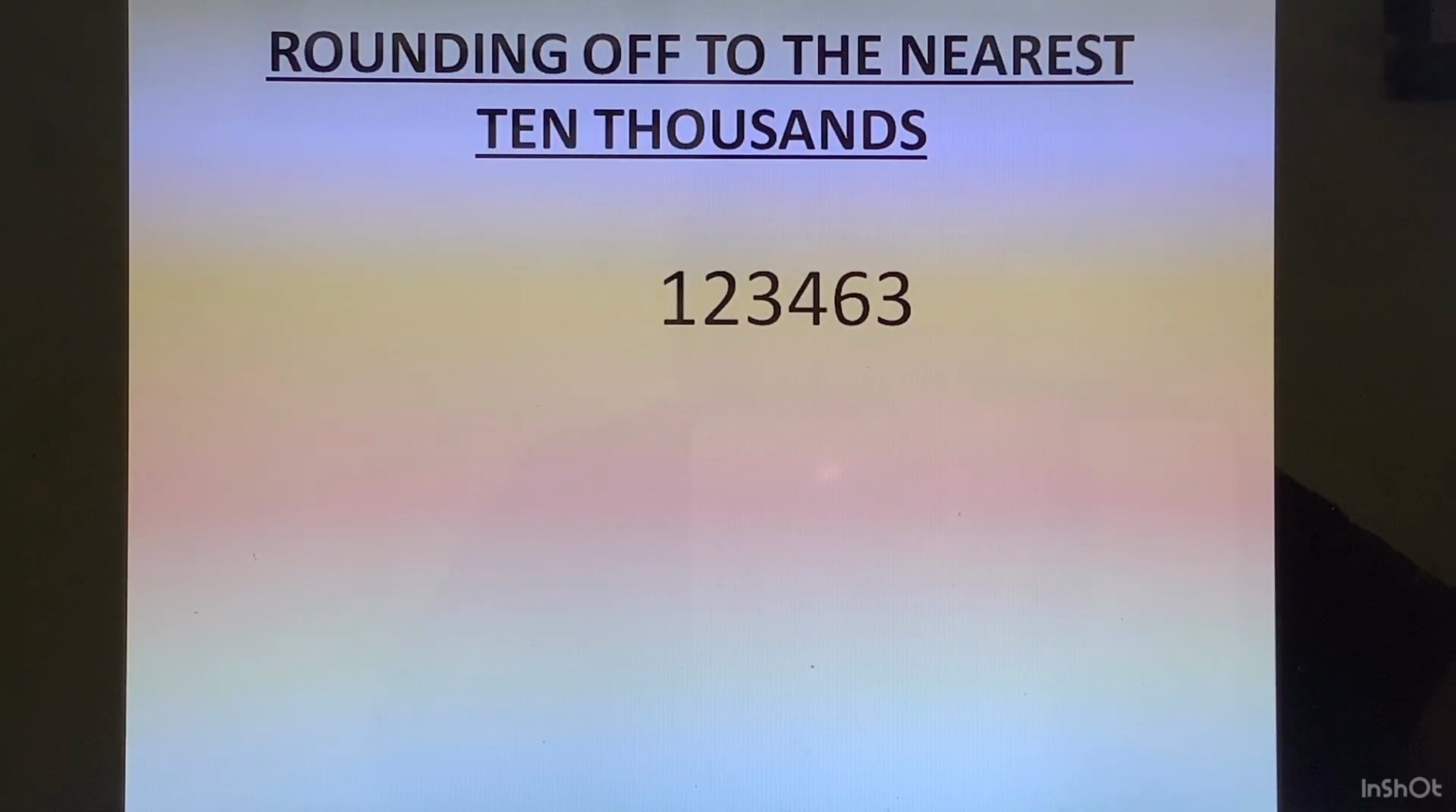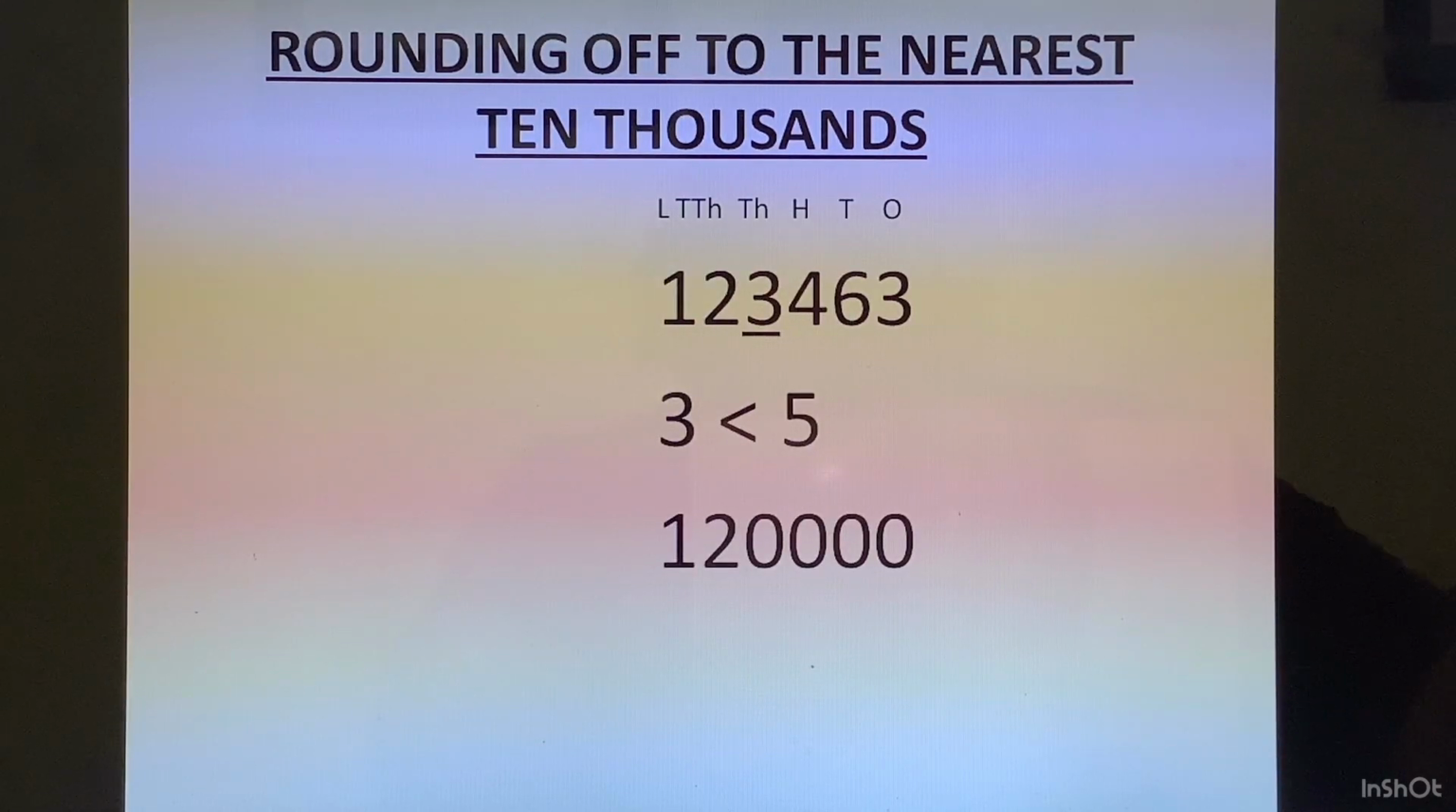Then rounding off to the nearest 10,000. Now we'll concentrate on the thousands place. Thousands place we have 3. 3 is less than 5. We will not change the digit at 10,000s place. We will only convert 1000 and everything on the right of 1000 to 0. So we will get 120000.